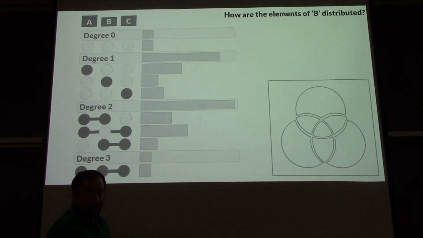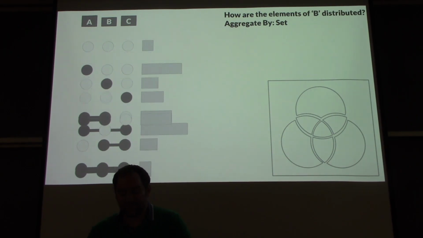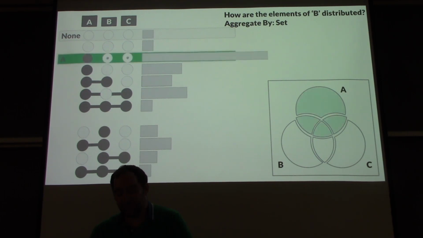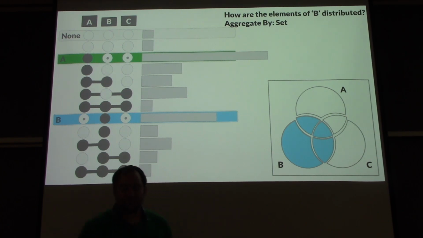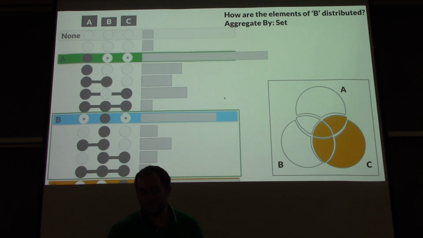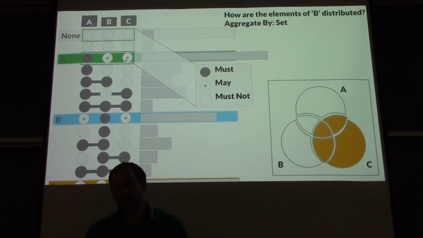We can also ask, for example, how are the elements of B distributed, and then simply aggregate by set instead. And so in this case now we introduce duplicates. So we have the none, all of the A's, and then all of the B's. So there's a couple of things here. We introduced a new visual encoding. First, there is this little dot here, which essentially encodes may. So this is kind of like a logical qualifier. It may or may not. So here A must, B may, C may. And that is the query that corresponds to all of the elements in here.